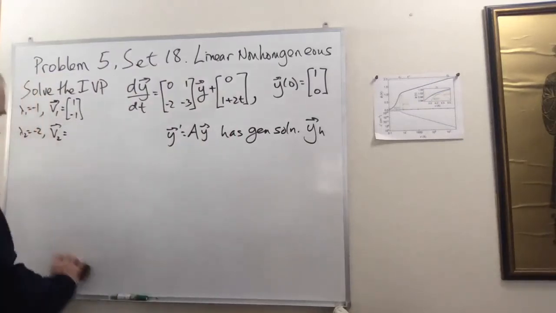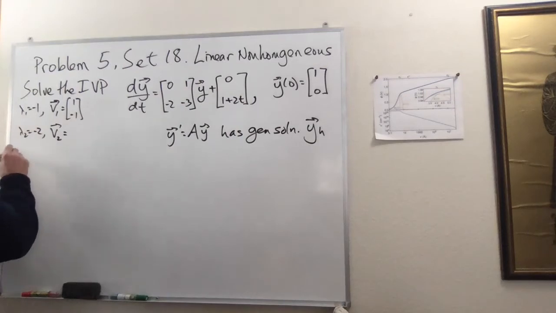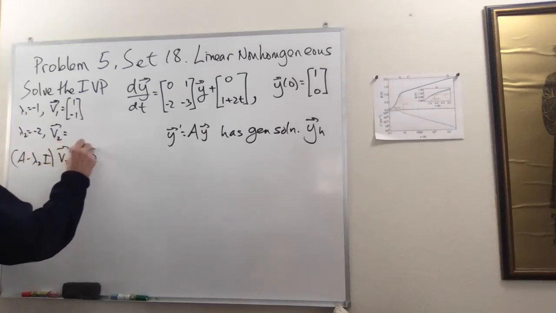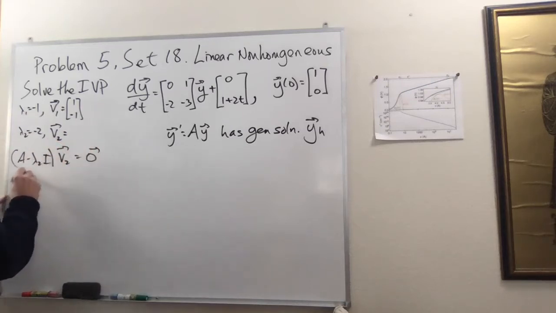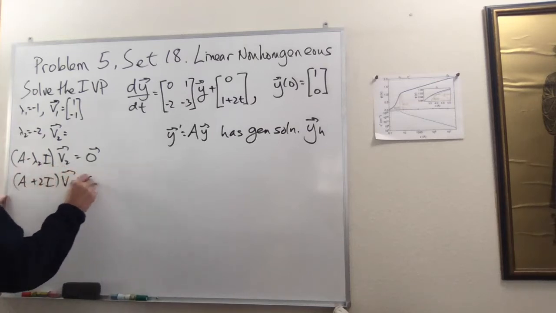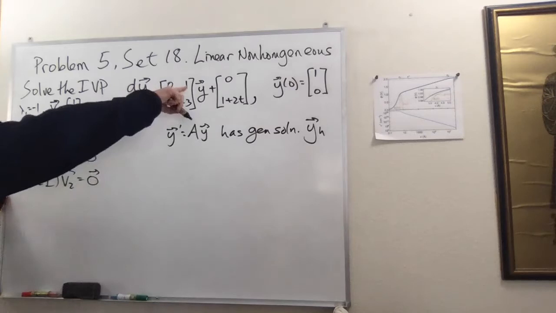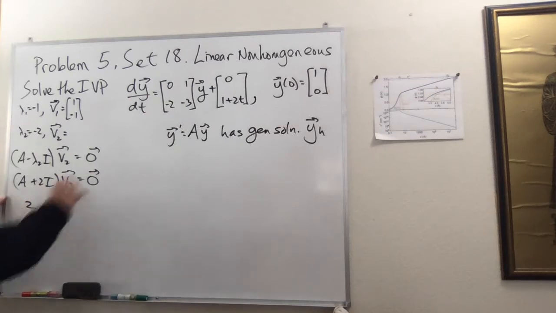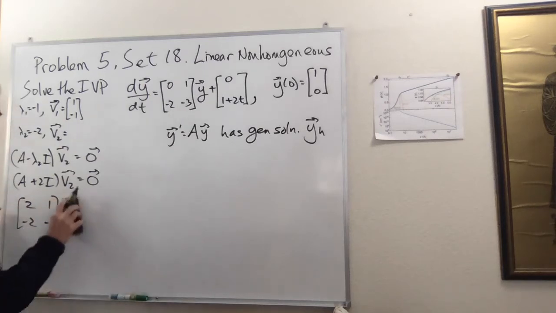The eigenvector has A minus lambda 2 I times V2 is 0, and that's going to be A plus 2I times V2 is 0. I'm going to add 2 to the diagonal entries. I get 2, 1, -2, add 2 to -3, get -1. And then I'm going to call this again A, B.